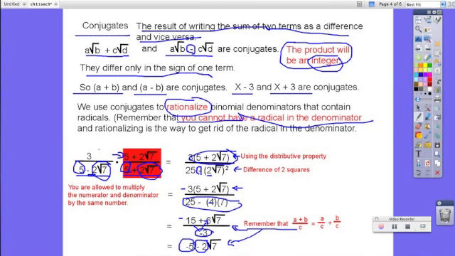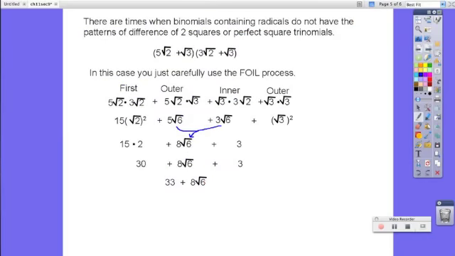There are times when binomials containing radicals do not have the patterns of difference of two squares or perfect square trinomials. They're just binomials multiplied together. Let's look at this problem. In this case, you just use the FOIL process. So let's go through this and see what happens.